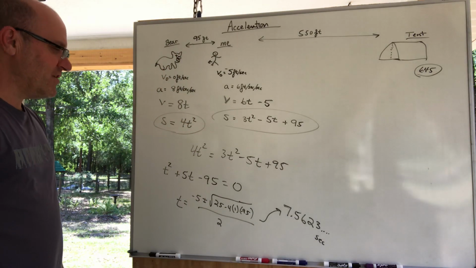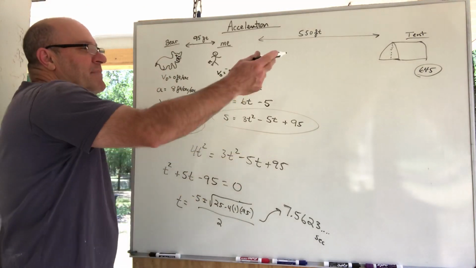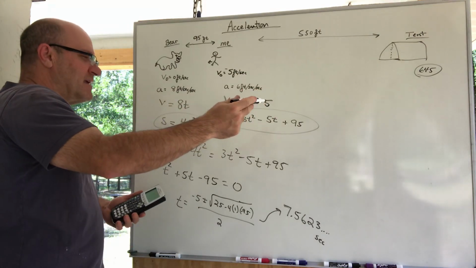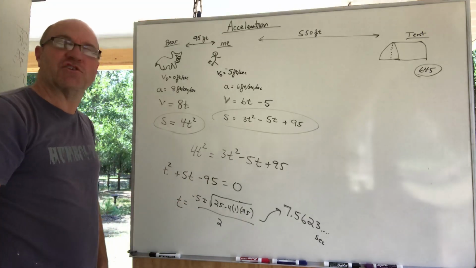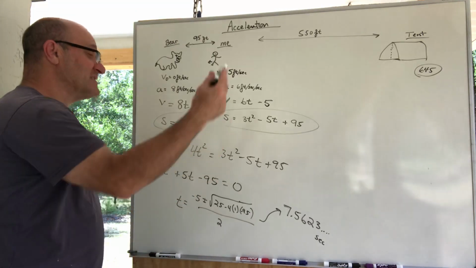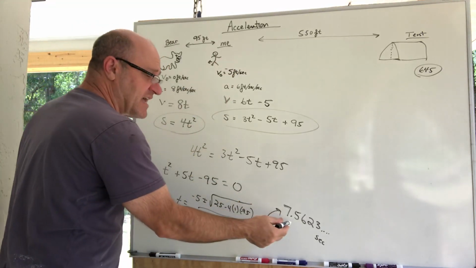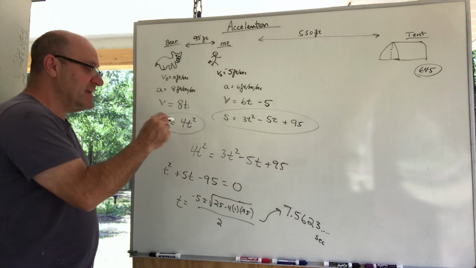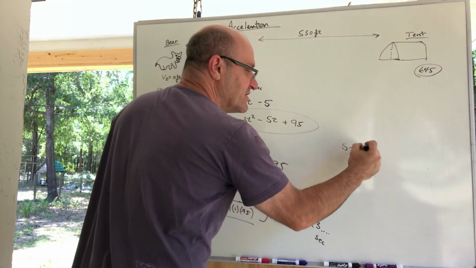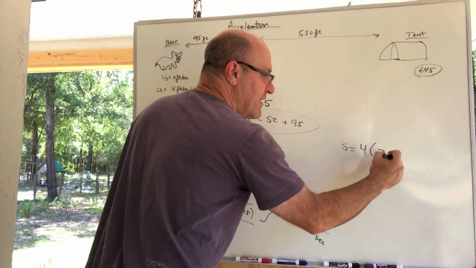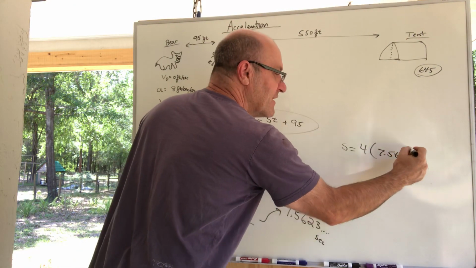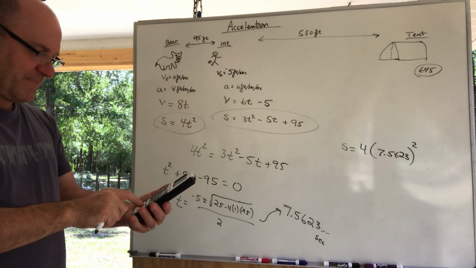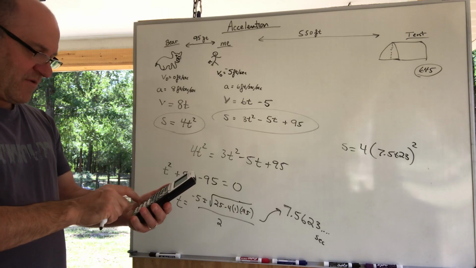I need to know, maybe I'm in the tent when he catches me, which means he can't catch me. So I need to know the position. Where was he when he caught me? I could plug this time back into my position or his position. It won't matter, it's the same. His is easier. His position is 4 times this t squared. I think he got me. Square that, multiply by 4.